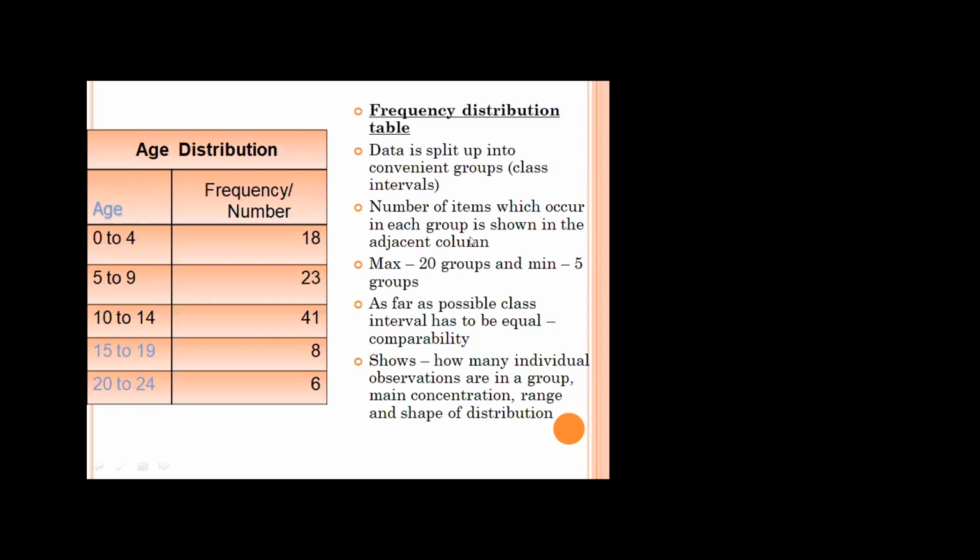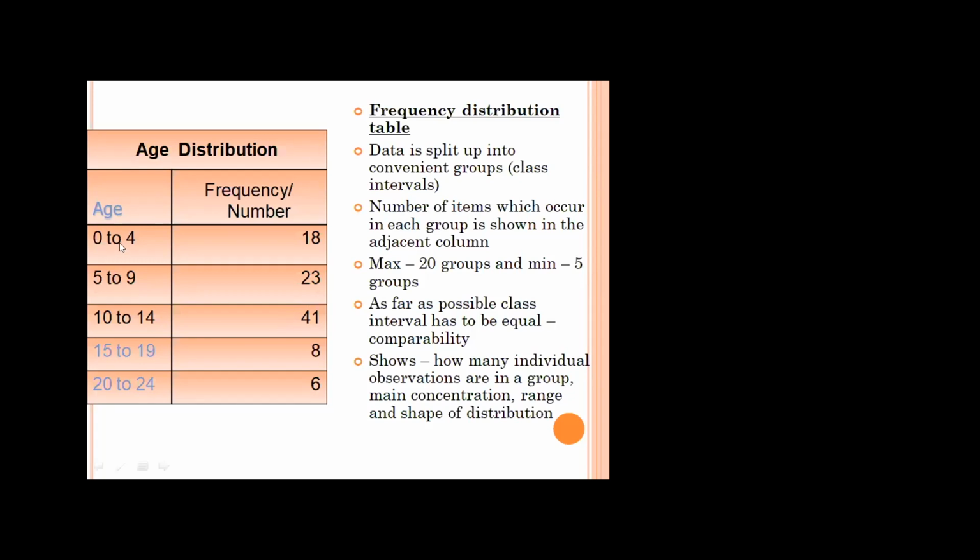The number of items which occur in each group can be shown with the help of the frequency available in that particular class interval, right? So when you look at this frequency distribution table, you can easily find out that more people are in the 10 to 14 years group, right? When presenting a table, present a maximum of 20 groups or a minimum of 5 groups.